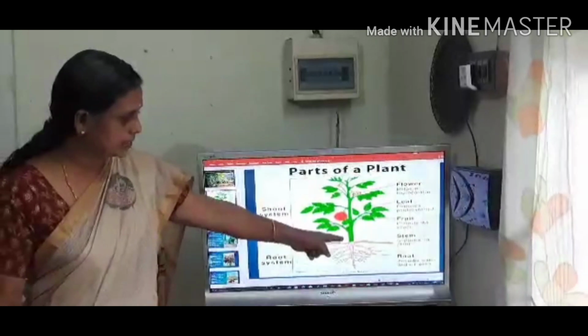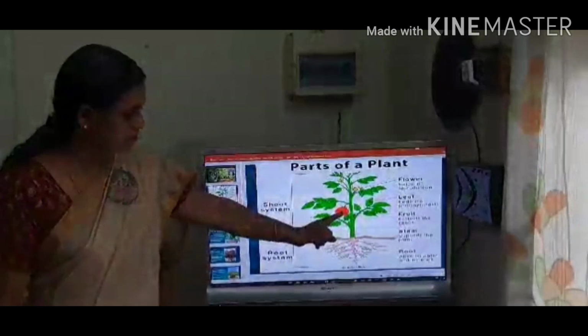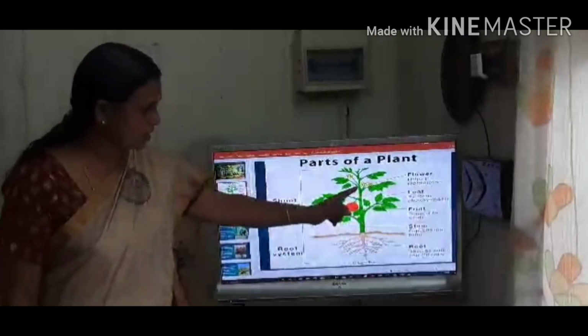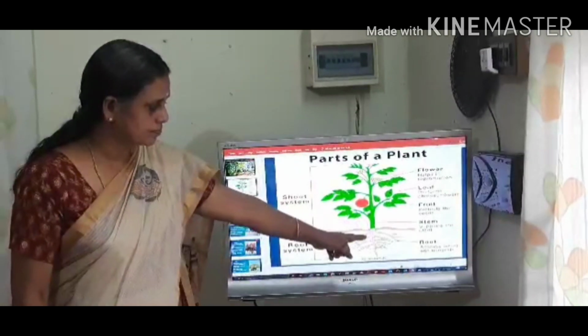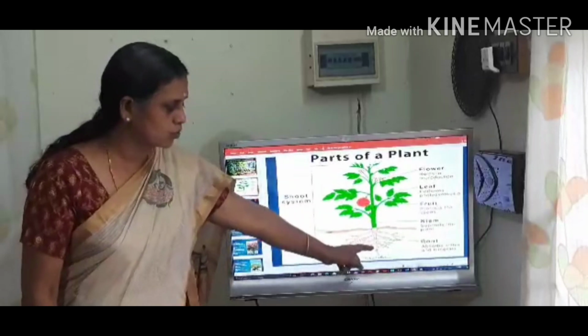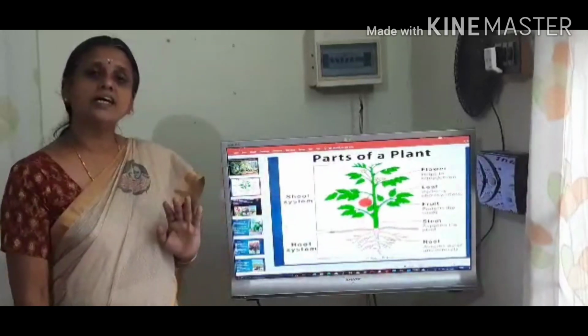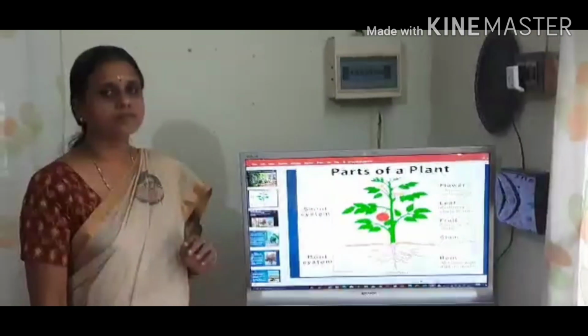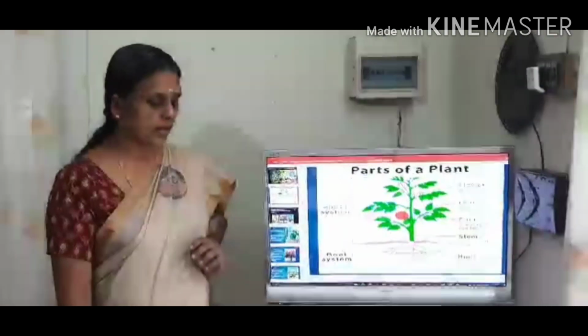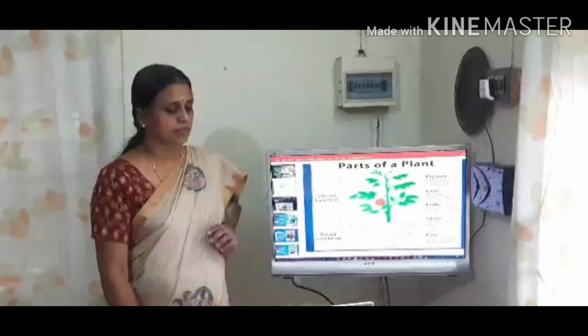Here we have a plant. This is the stem and here are the leaves. Then comes the flower and fruit. More important, here we have the roots. Together it all makes the parts of a plant. Now we'll see how plants are classified.